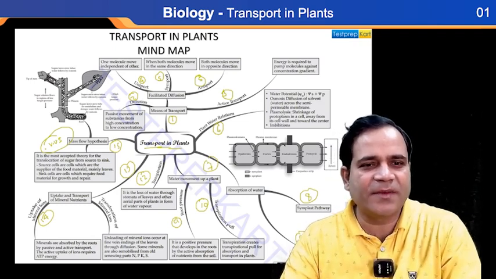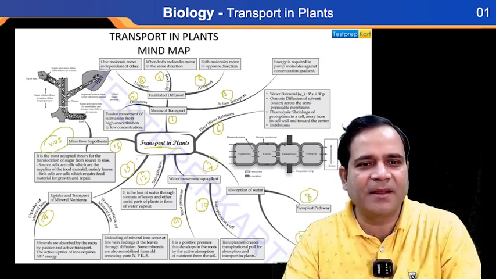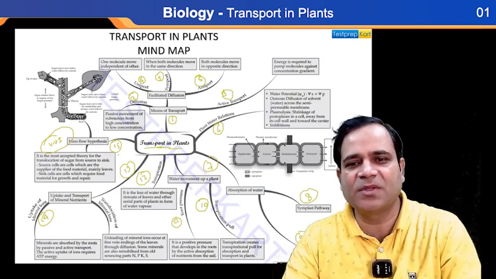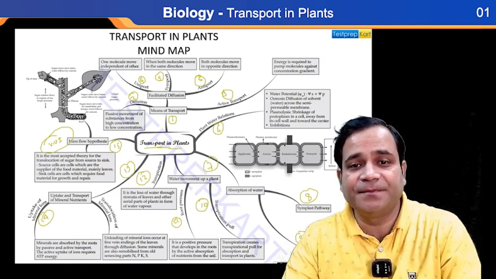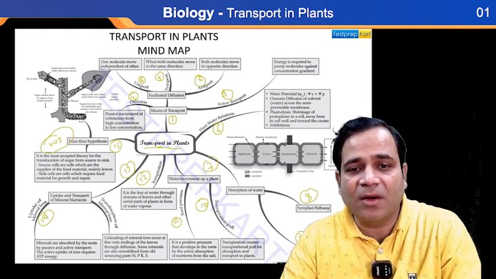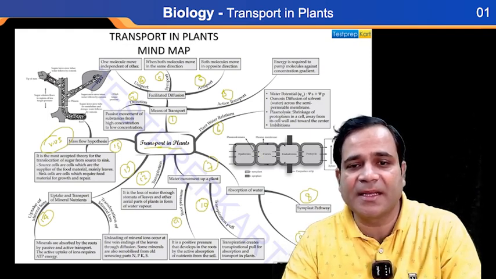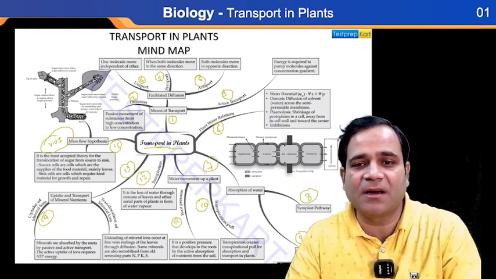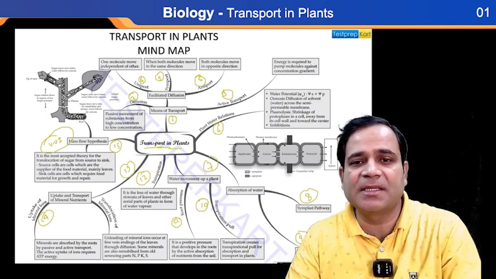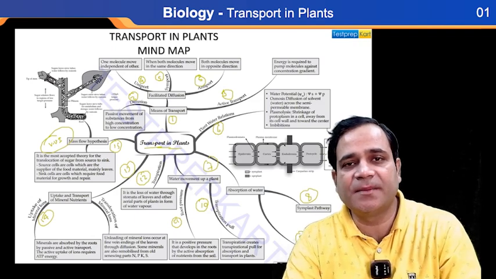So how many points should we study in this mind map? Here we have to study only 15 points. And this is the diagram that shows how the symplast and how the apoplast pathway occurs, my dear. Symport, antiport, uniport, this is very important to know. Here the pericycle and Casparian strips are also shown. Here the xylem, how water and minerals are transported within the plants, my dear.